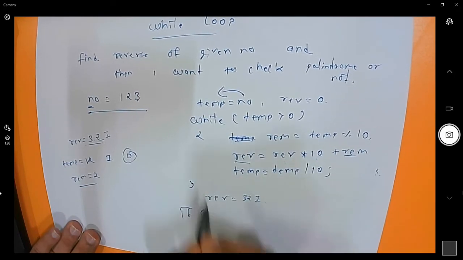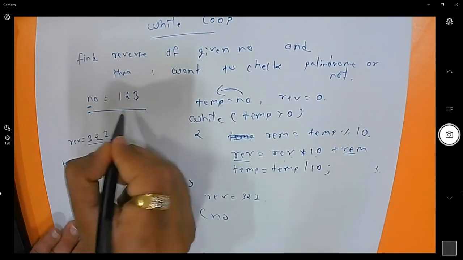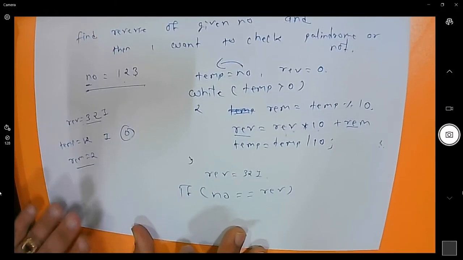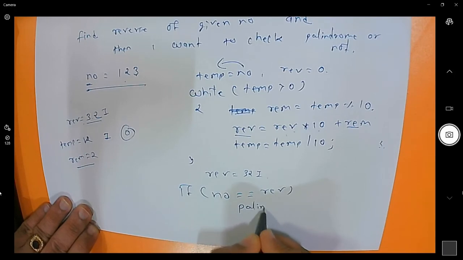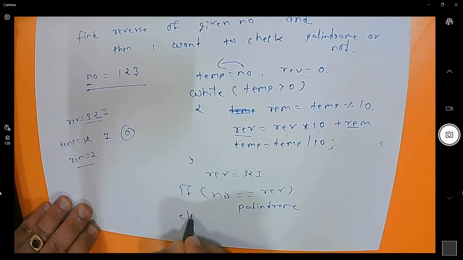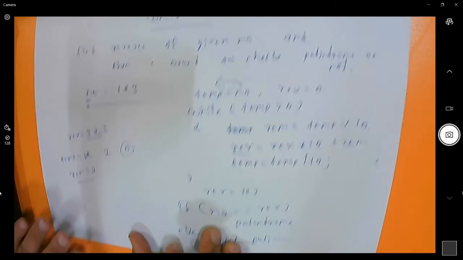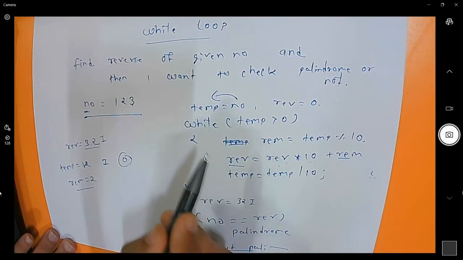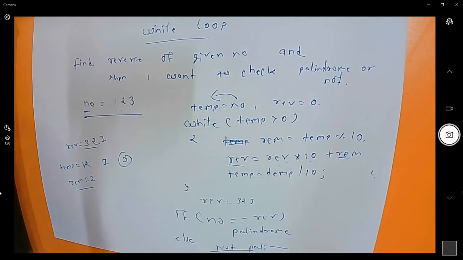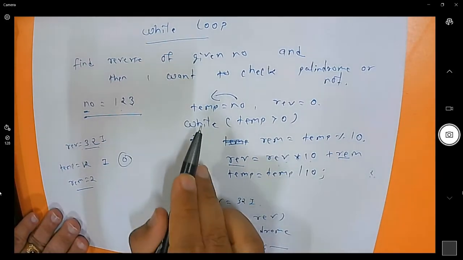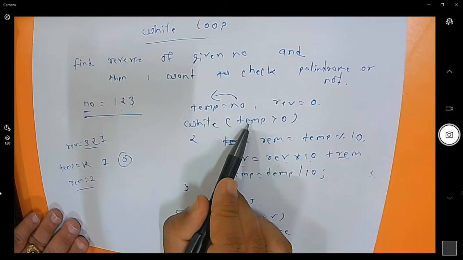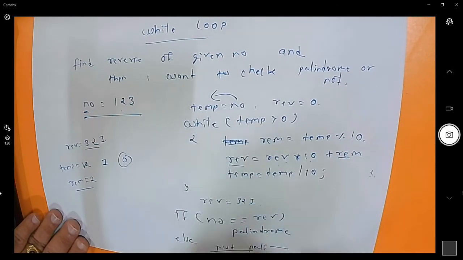Now if your actual number is 123, and the actual number equals the reverse, then you can say the given number is a palindrome. Else we can say it is not a palindrome. And this program you can achieve using the while loop. Why? Because we know when to terminate. We don't know how many times we will run this particular loop. When a fixed number of iterations is there, you can use the for loop. But whenever the termination condition is known, it means I want to run this loop until temp is greater than 0, then I can use the while loop.